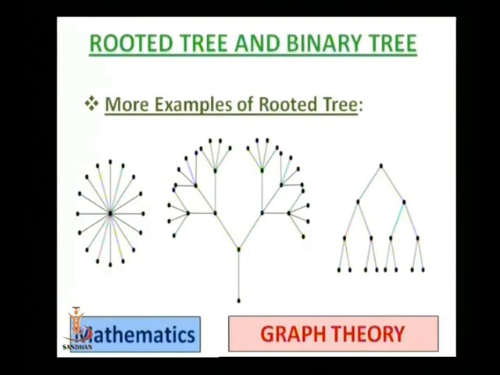Next, taking a few more examples of the rooted tree. In the first example, the central vertex is represented as the root. All other vertices are distinguished from that particular root. In the next, the bottom vertex is the root, and in the third, the top vertex is the root. So it is not necessary that the root always lies at the top, because the graph is completely different from the drawing itself. You can draw the rooted tree in any way. It will represent a rooted tree with a special distinguished vertex which is called the root of the tree.